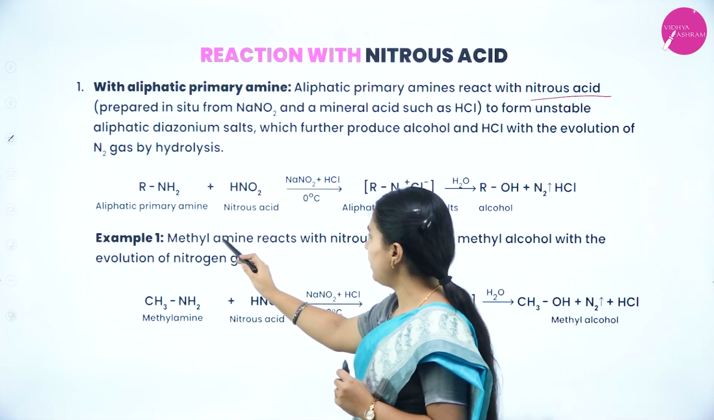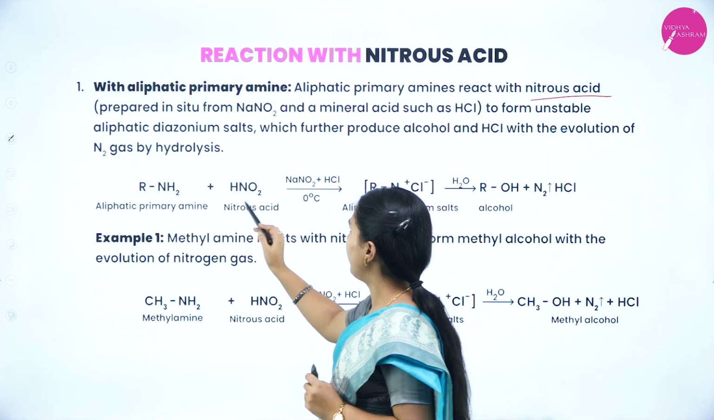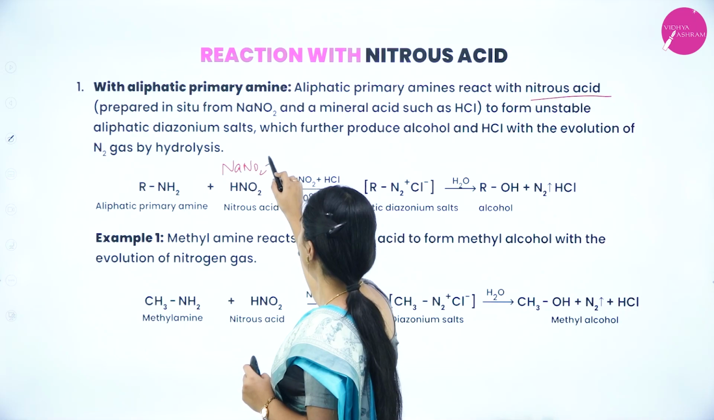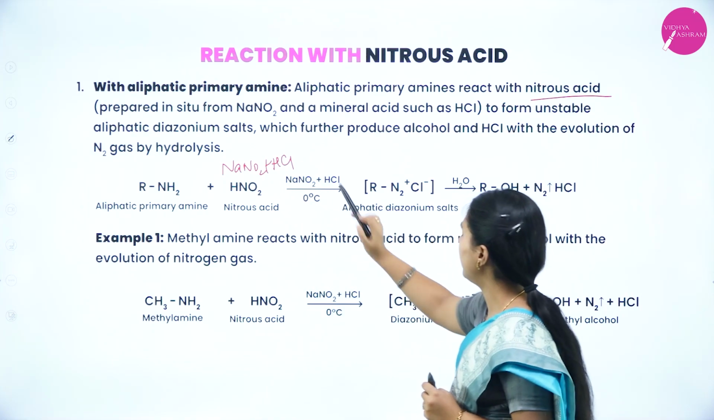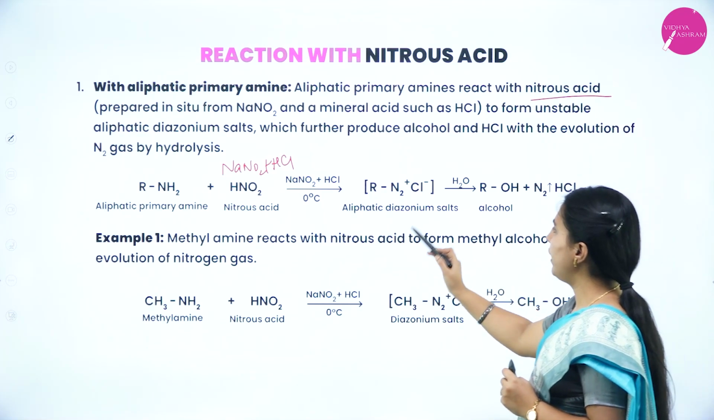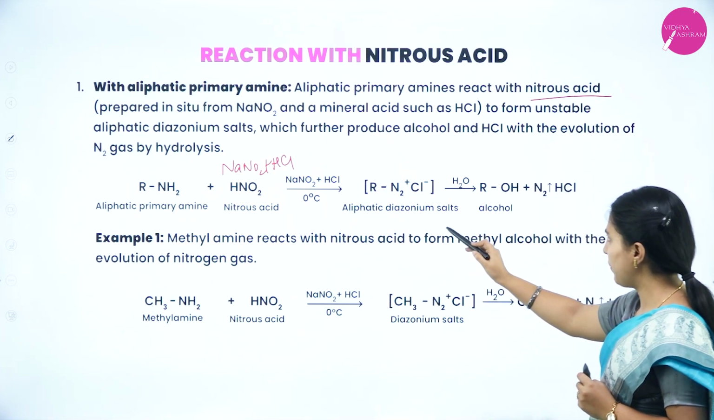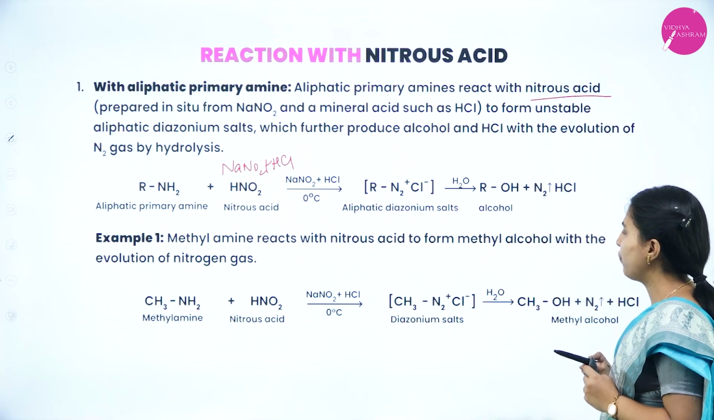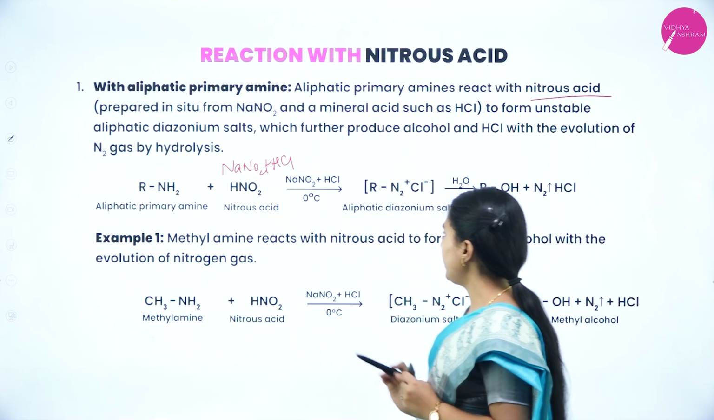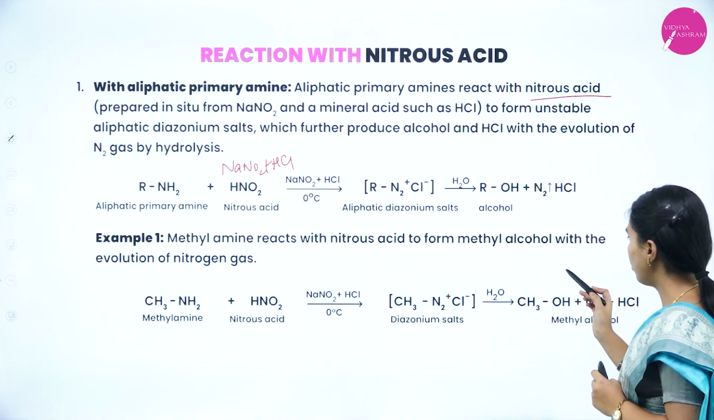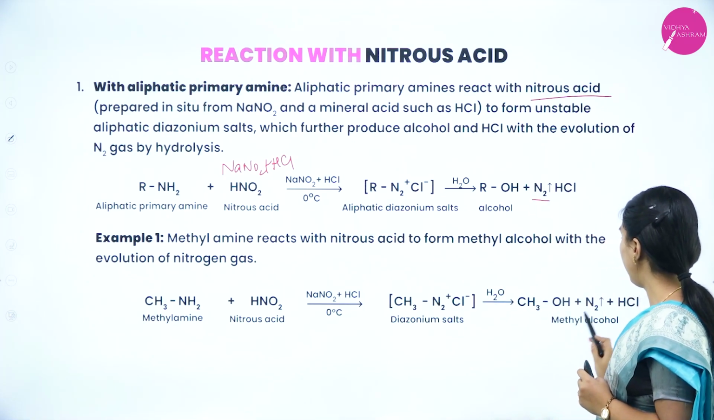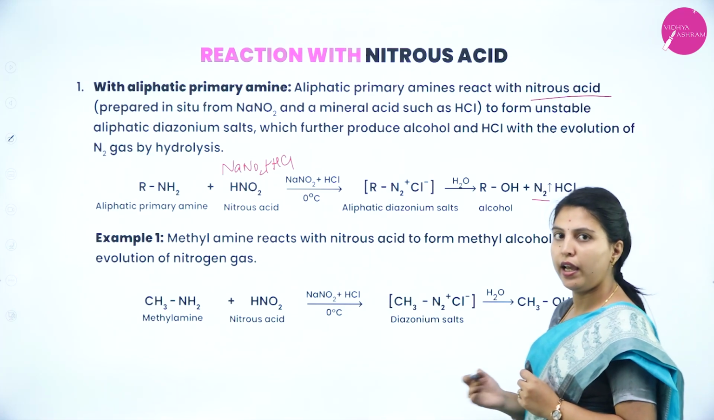This is primary amine. This is nitrous acid. It will be formed from NaNO2 plus HCl. See here, in the presence of NaNO2 plus HCl, it will form aliphatic diazonium salts, which are unstable, and later they will hydrolyze to form alcohols. Example, methylamine reacts with nitrous acid to form methyl alcohol with evolution of nitrogen gas. Here nitrogen gas will be evolved.